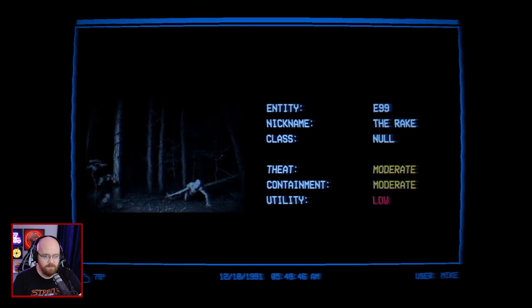Entity, E-59. Nickname, The Rake. The Rake? No. Threat, moderate. Containment, moderate. Utility, low. So they're after a pest.